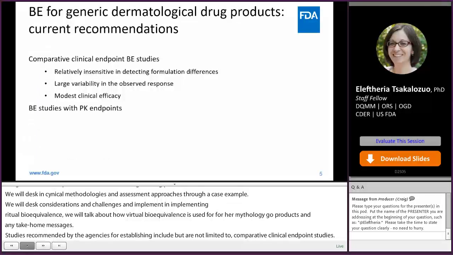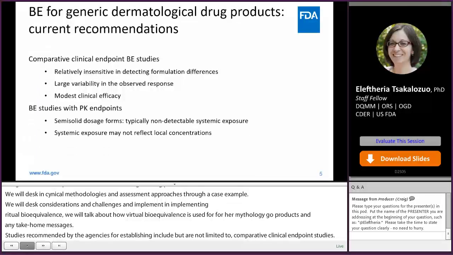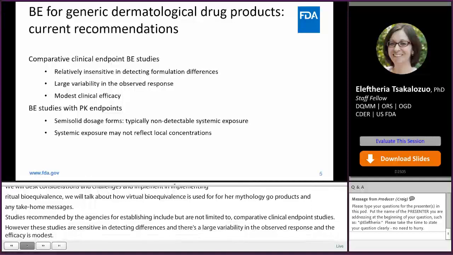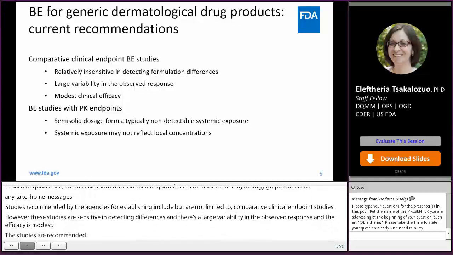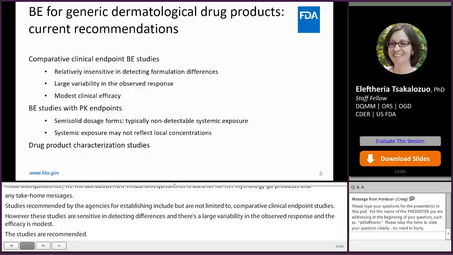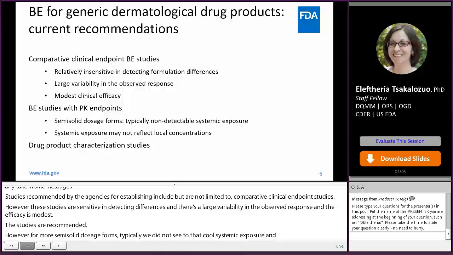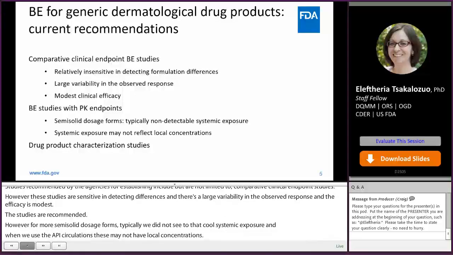BE studies with PK endpoints are also recommended. However, for most semisolid dosage forms, typically we do not see detectable systemic exposure, and when we actually see quantifiable amounts of the API in the systemic circulation, these may not reflect local concentrations. Also, recently, more and more drug product characterization studies are recommended in our product-specific guidances. Again, this is not an extensive list of all the studies that are recommended for bioequivalence for dermatological drug products.